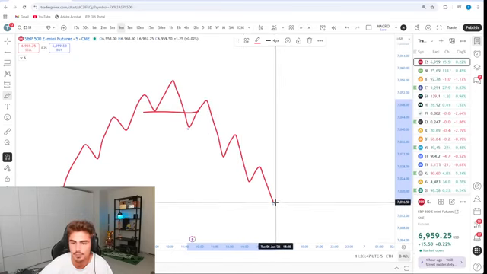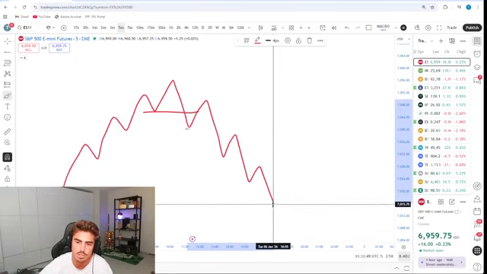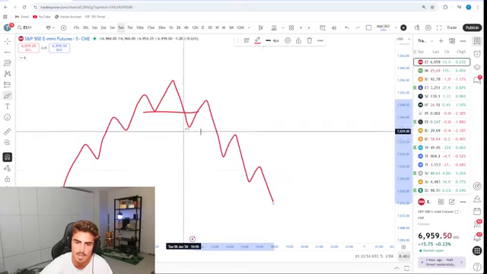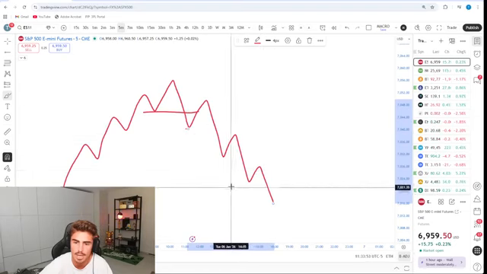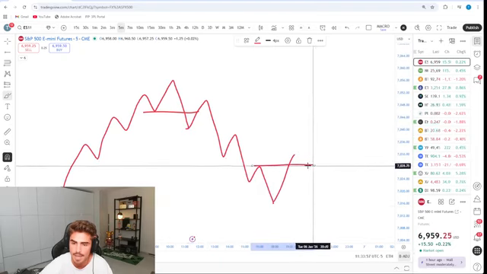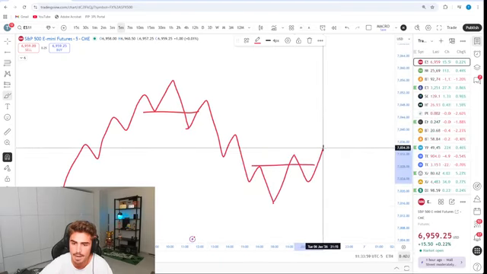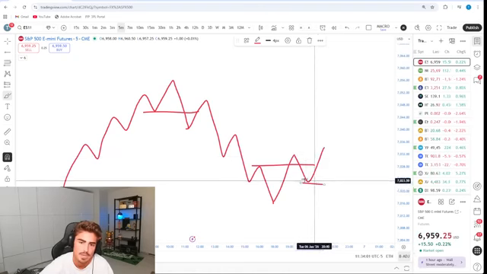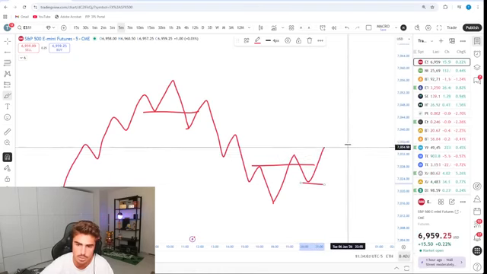And on the flip side, what's a break of structure to the upside when we're in a downtrend? We're making low, high, lower low, lower high, lower low, lower high. We have to push and break above a high to end up making a higher high, then creating a higher low. That is a shift in market structure to the upside when we are in a downtrend.